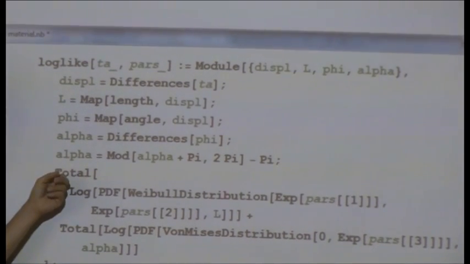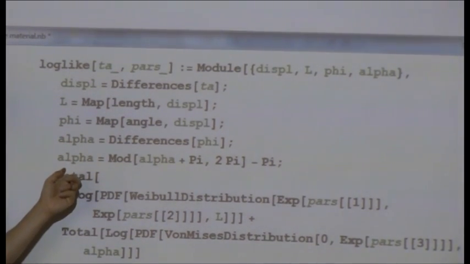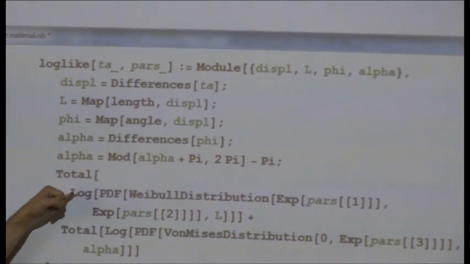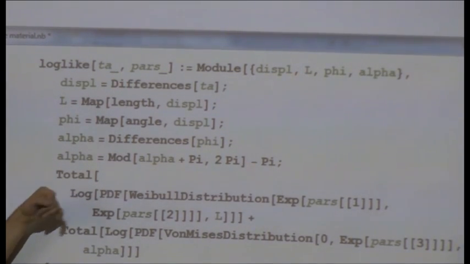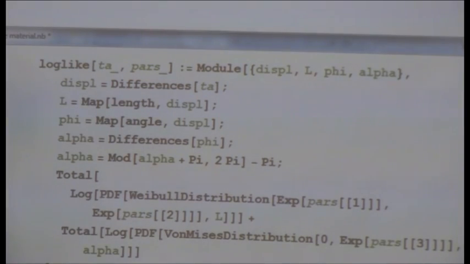I'm actually not multiplying, I'm summing. I'm taking the total because I work with log transformed values. So you know that log transformation converts a product to a sum.